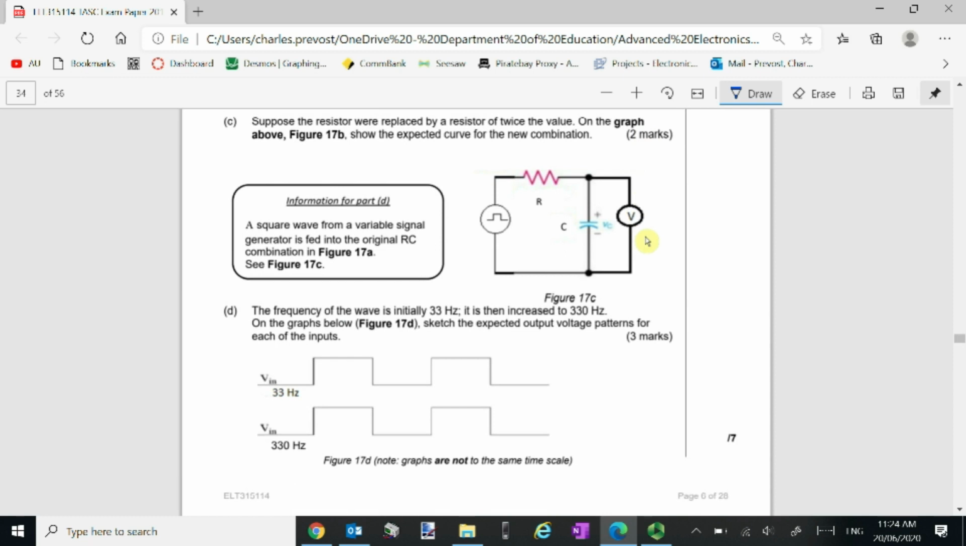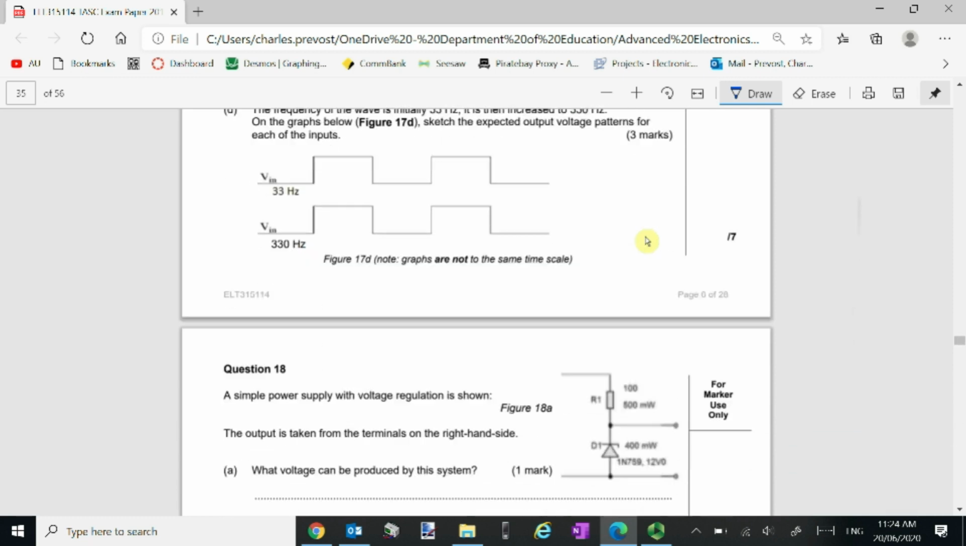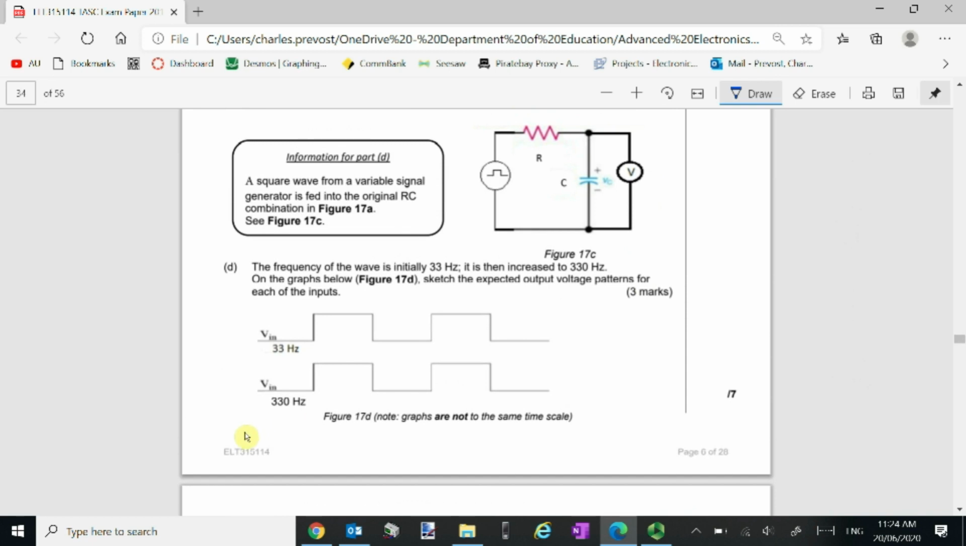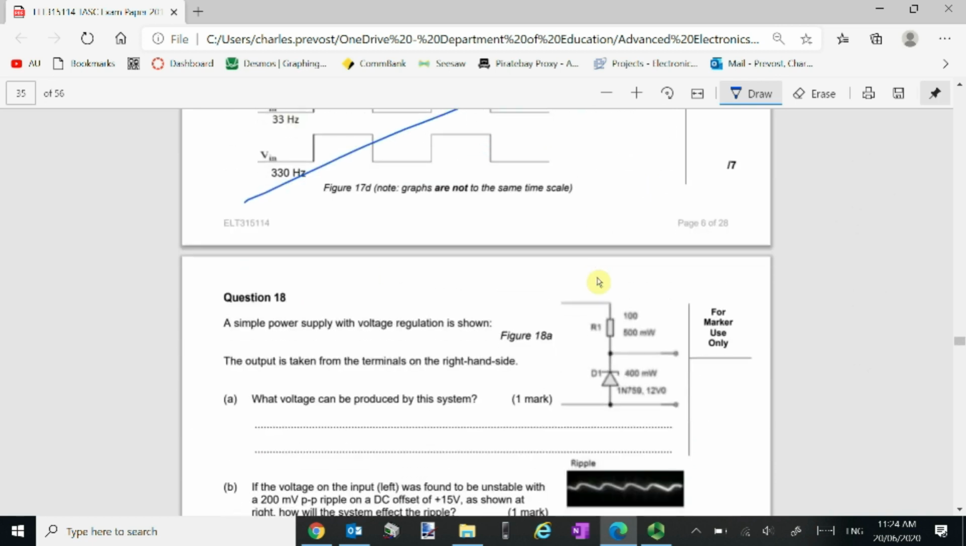So the frequency of the wave is initially 33 Hertz. This is actually going to be a filters question, so let's leave that one off. We haven't covered that yet.